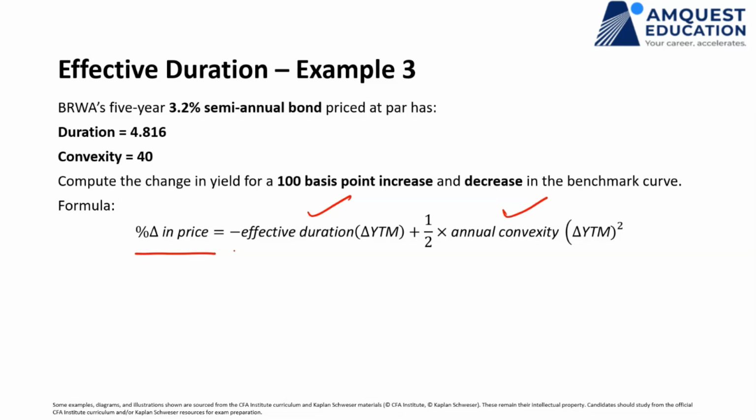So we can say minus duration of 4.8 multiplied by change in YTM, which means compute the change in yield for a 100 basis point increase and decrease in benchmark curve. So we are saying, okay, this is what I think my numbers would look like, and based on these numbers, I would like to calculate the percentage change in price of the bond.